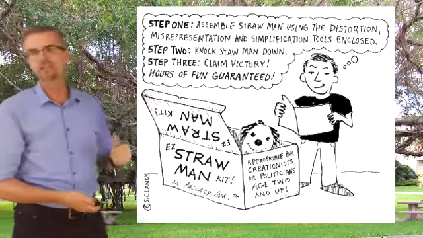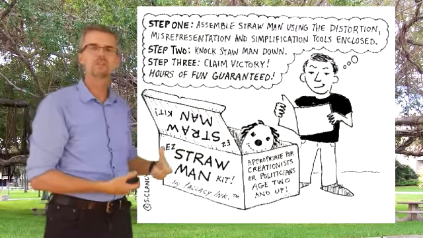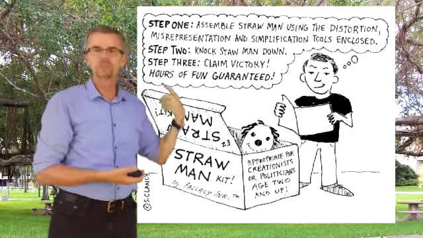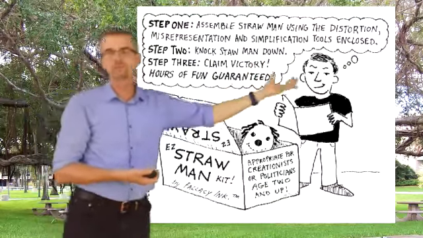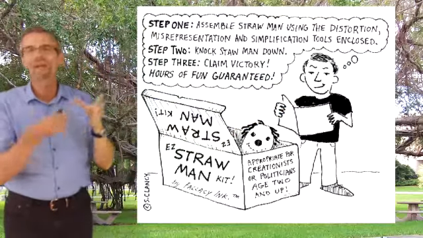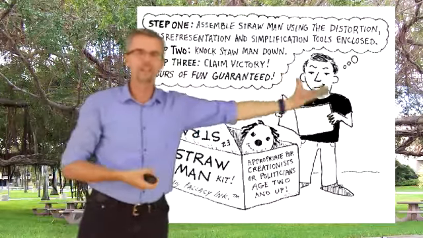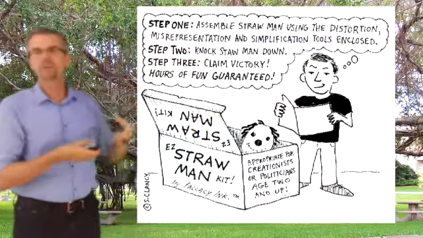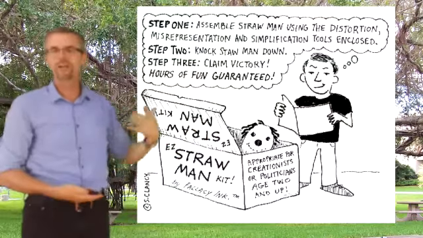Step 1, assemble a straw man using the distortion, misrepresentation, and simplification tools enclosed. Step 2, knock straw man down. And step 3, claim victory, hours of fun guaranteed. So this is how you do bad research as well. If you already go into research knowing the results that you want to get out of that research, you build a straw man based on distortion, misrepresentation, and simplification. And so you have to watch out for that.